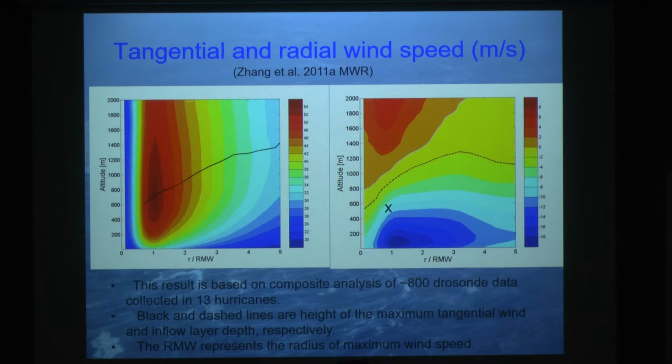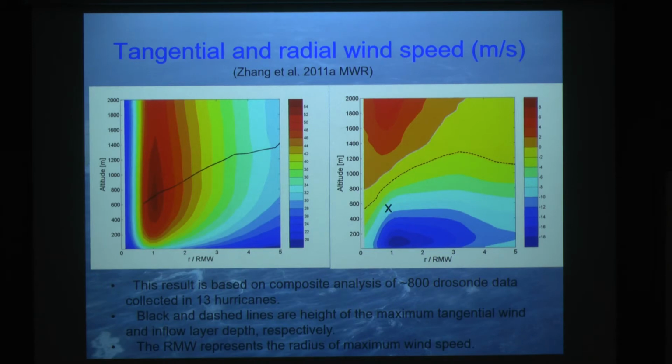This is the tangential wind speed as a function of altitude and radius normalized by the RMW, the radius of maximum wind speed. When RMW equals 1, that's the eyewall region, so this is the strongest wind. This is a composite of category 1 to 5 hurricanes. You can see the maximum tangential wind is about 50 to 60 meters per second, located at about 700 meters above the sea surface. This is one way to represent the boundary layer height, the top of the boundary layer. The height of the maximum tangential wind speed actually decreases with decreasing radius.